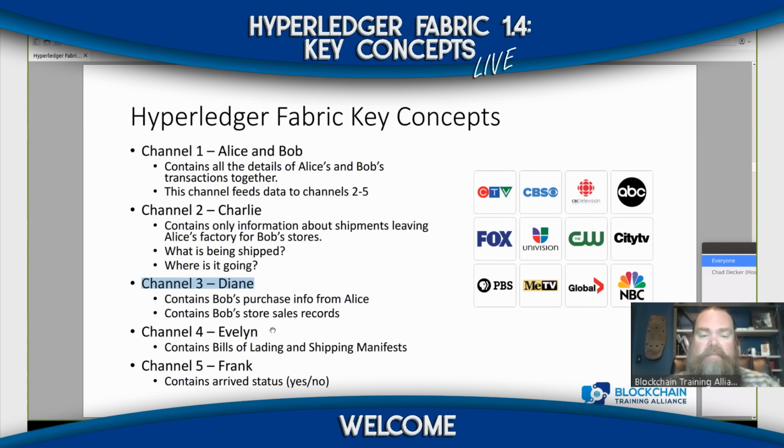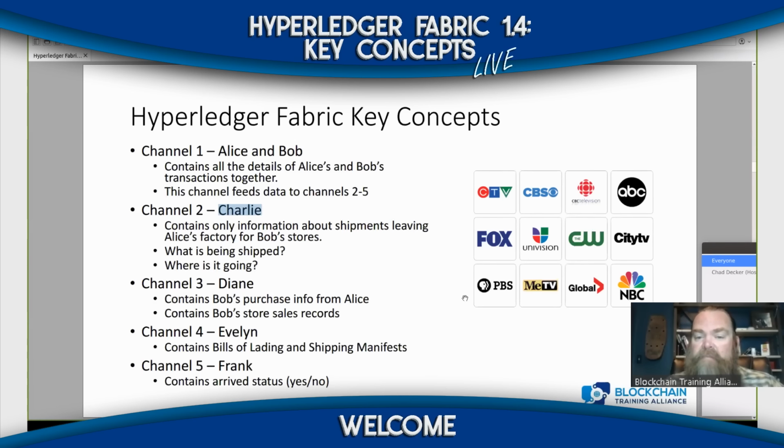Right? We can similarly create channels for Evelyn and channels for Frank. And you can think of these very much as being like television channels. We only put the content on each channel that relates or is relevant to the audience for that channel. So the only thing that goes on channel 2 is the content that's relevant for Charlie.